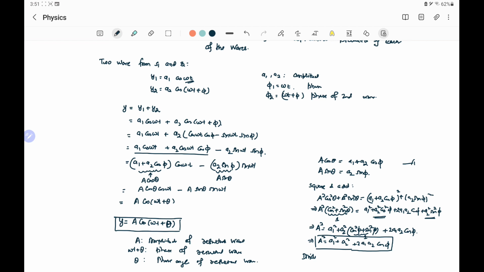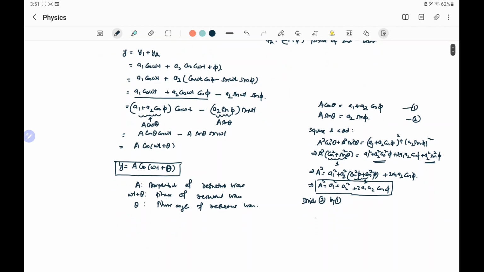Similarly, to find theta, divide equation 2 by equation 1. We have A sin theta by A cos theta equal to a2 sin phi by (a1 plus a2 cos phi). The A gets cancelled, and sin theta by cos theta is tan theta, which will be equal to a2 sin phi by (a1 plus a2 cos phi).